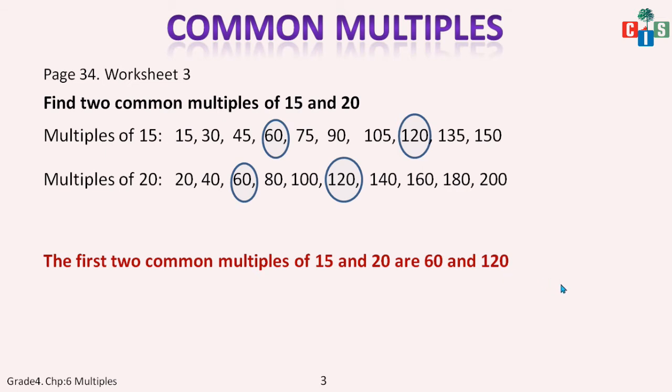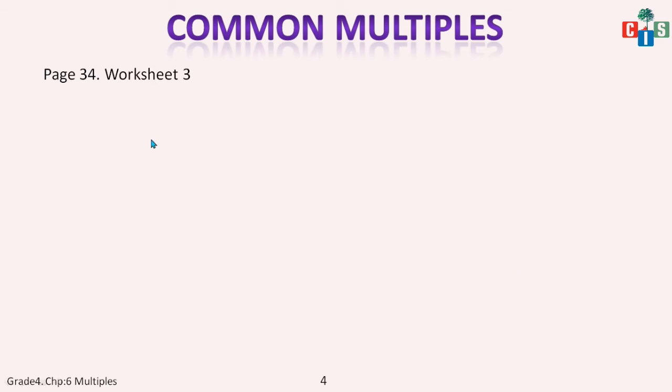Now moving on to the next example, which I have taken again from page number 34 and worksheet number 3 of the workbook. It says find two common multiples, only two common multiples, but of three numbers. Previously we saw two numbers only. These three numbers are 15, 10 and 5. So we have to find the common multiples of all three. It is not that it is common to only two and you circle it out. It should be common to all the three numbers.